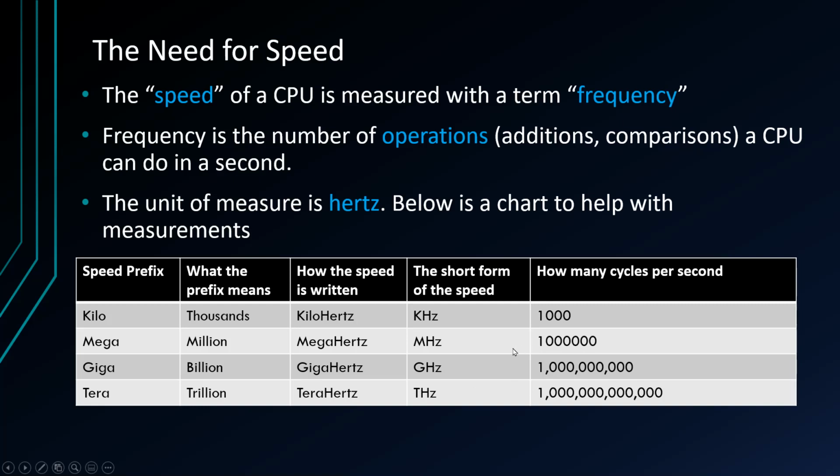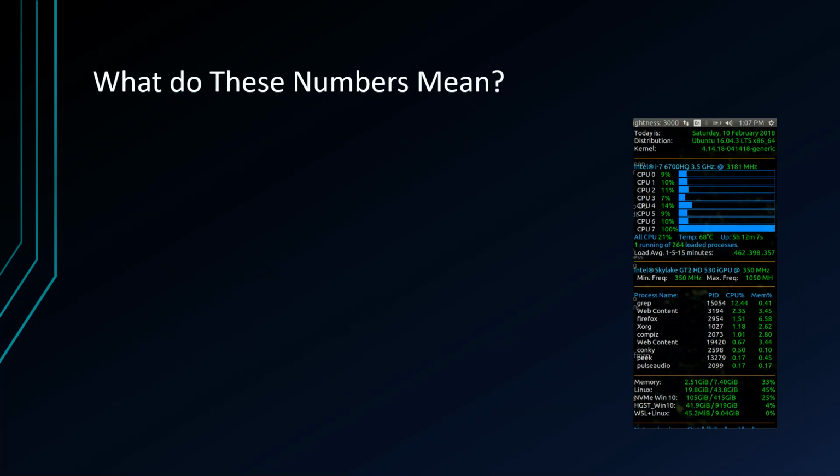Now, when you think about what this actually means, what we're saying here is that a computer that has a CPU with a frequency of 1 gigahertz, that means it can do 1 billion operations per second. Now, you think, wow, that is extremely fast. It really is, but the thing is your computer does a lot of different operations, and the more programs you have running on it, the more it's going to require. So what do all these numbers actually mean?